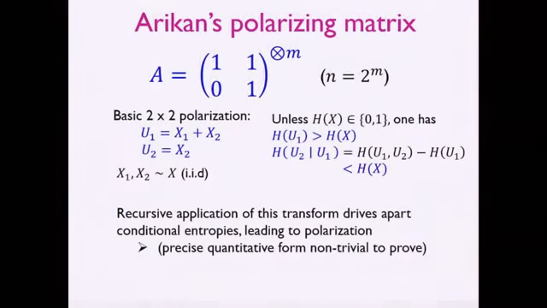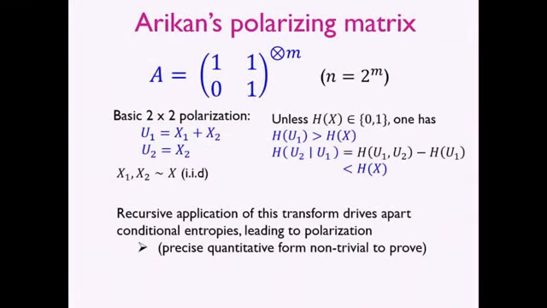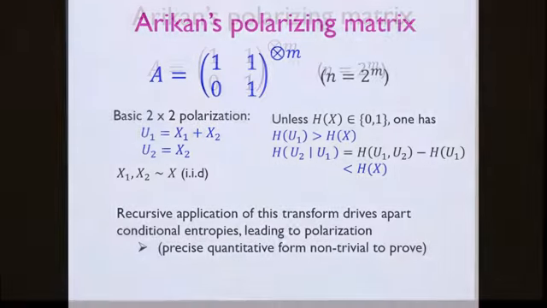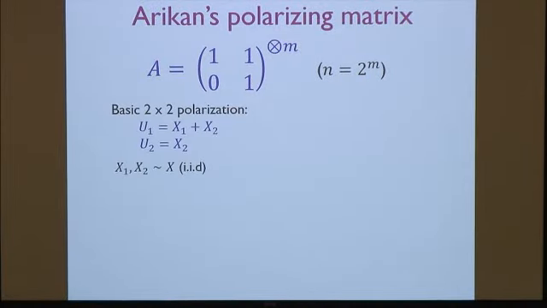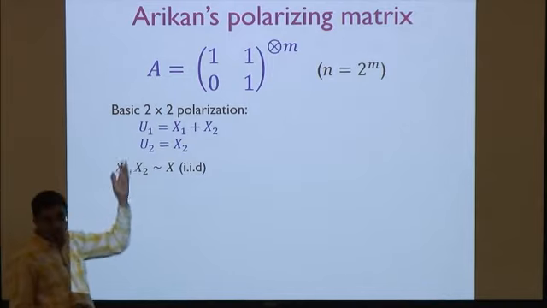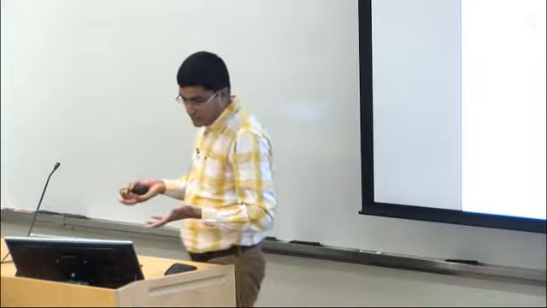The matrix is just the tensor product of this [[1,0],[1,1]] m times, so that's it, it's as explicit as it gets. And so I won't prove the polarization, but just to give you a taste of what happens for the 2 by 2 case, this is essentially the only interesting matrix. So what happens? U1 is x1 plus x2 and U2 is x2.